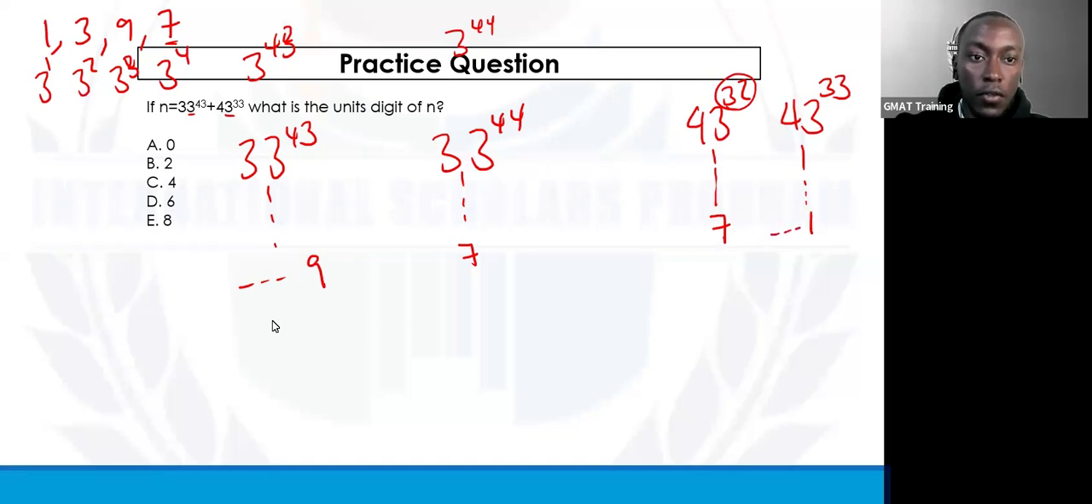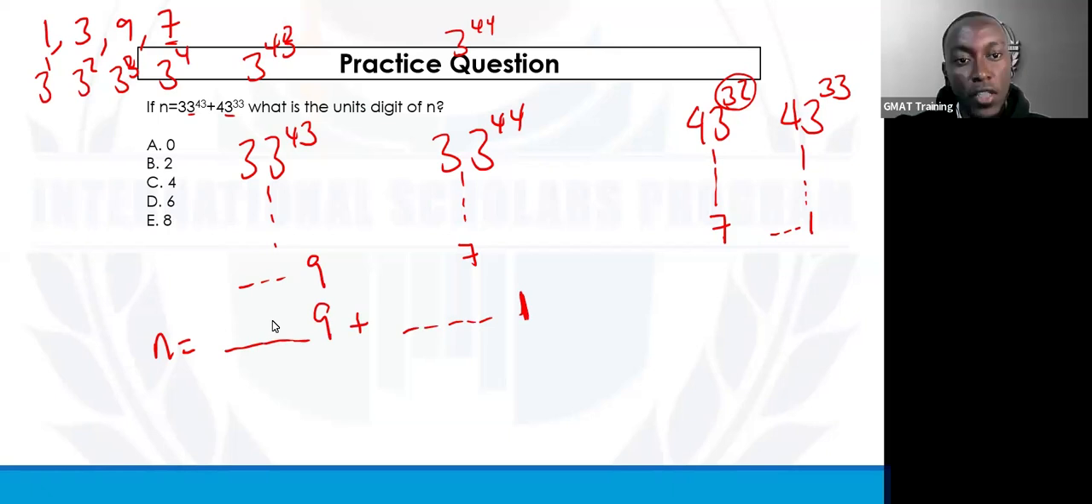Okay, so n equals a value ending in 7 plus another value ending in 3. If you add these together, 7 plus 3 is 10, so it should be a value ending in 0. Answer is A. As you can see, it simplifies the question a lot. For someone who doesn't know cyclicity, looking at the question might terrify the test taker. So it's good for you to equip yourself with such skills.